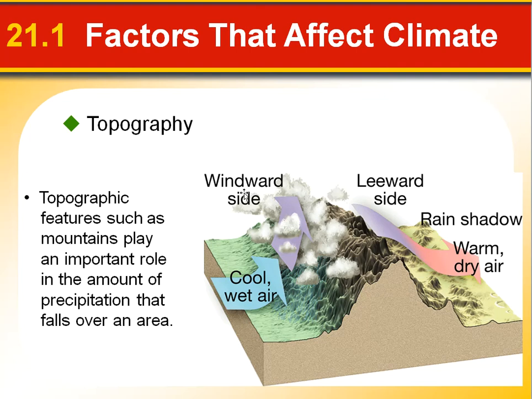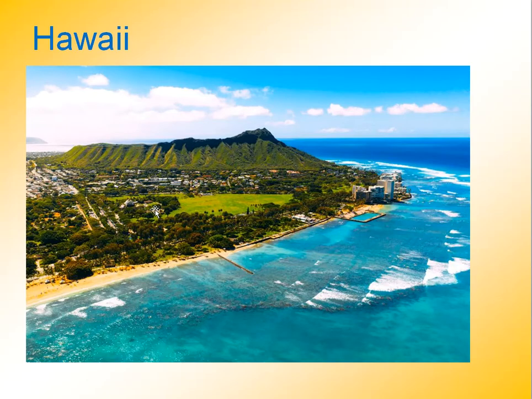The other factor, third factor, is topography. Topography is just the lay of the land, the nature of the shape of the Earth there. Topographic features like mountains will affect the climate of that area. Remember, we've studied the windward side. That's where the prevailing winds are blowing on that side. The leeward side is the other side where the wind is not going to be blowing so directly against that area. And you'll see that the windward side tends to be cool and wet. The leeward side tends to be warm and dry. Probably my favorite example is Hawaii.